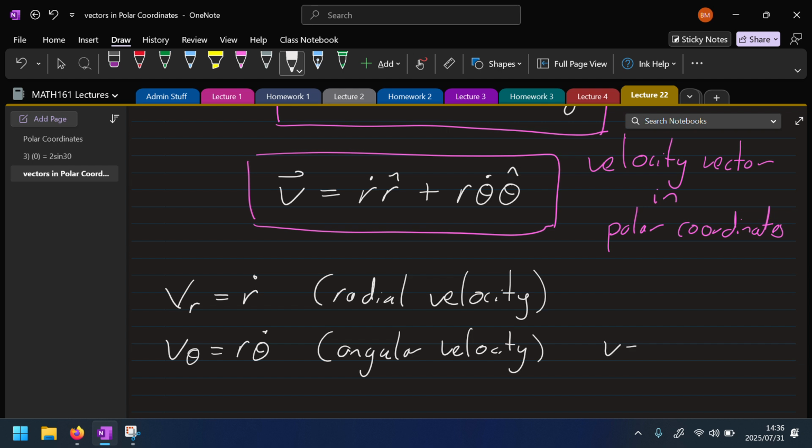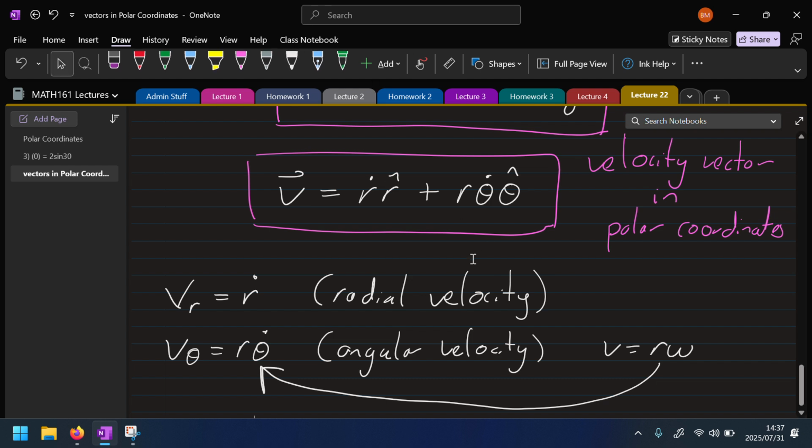You may have seen this as r omega from physics. Okay. So omega, that was the rate of change of the angle. Radians per second or whatever. So theta dot, that is the rate of change of the angle. So you can write that as r omega for the angular velocity. Here we call it theta dot. Okay, so we've got the radial velocity for the r hat component and the angular velocity for the theta hat component. Right. Any questions so far?